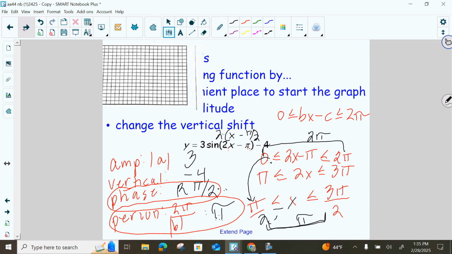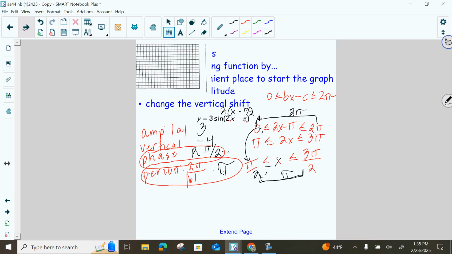All right. So now what we're going to do is make a little table of values. So I already took care of the B and the C. I'm going to need a little more room. I already took care of the B and the C.